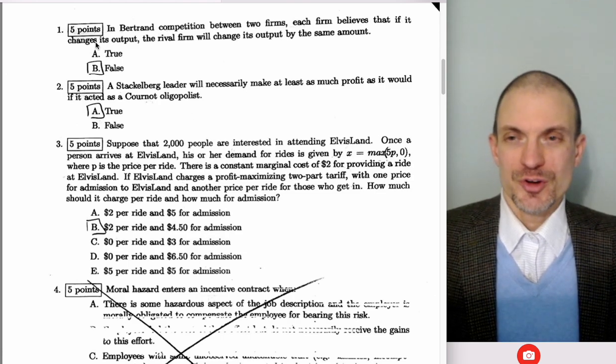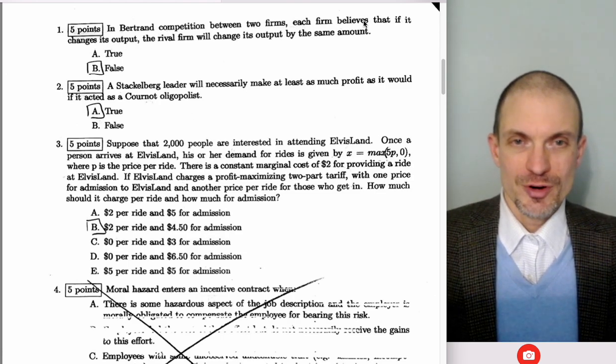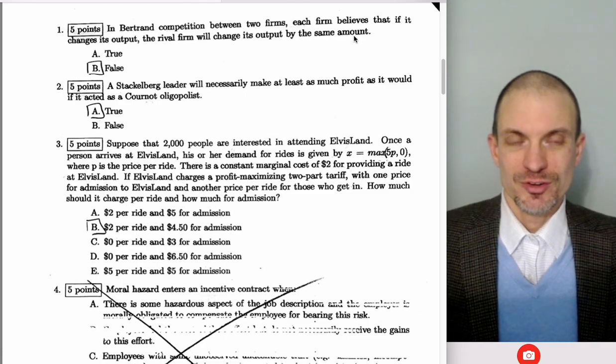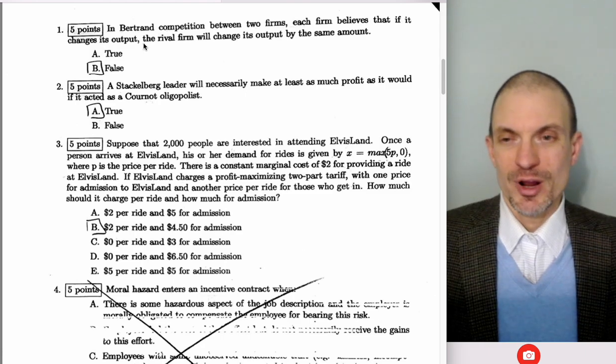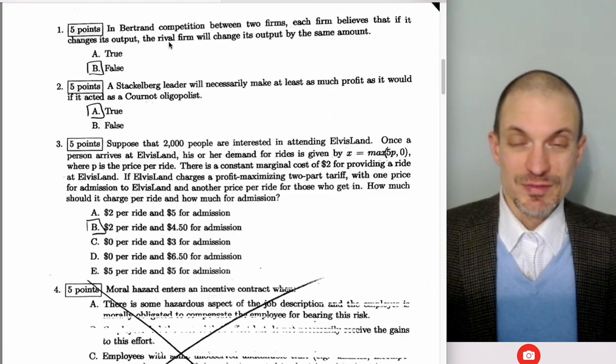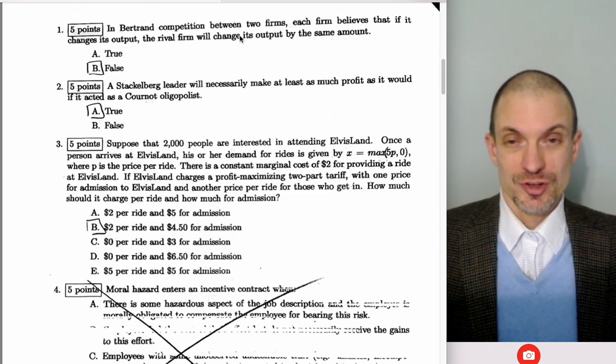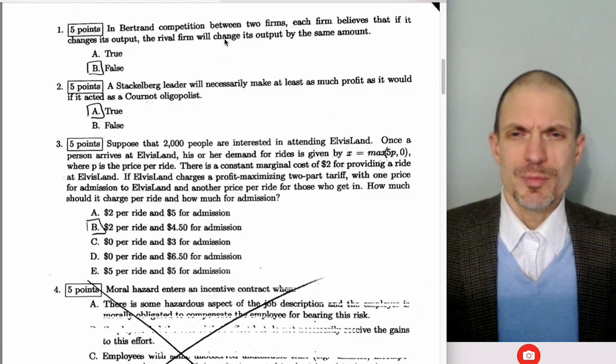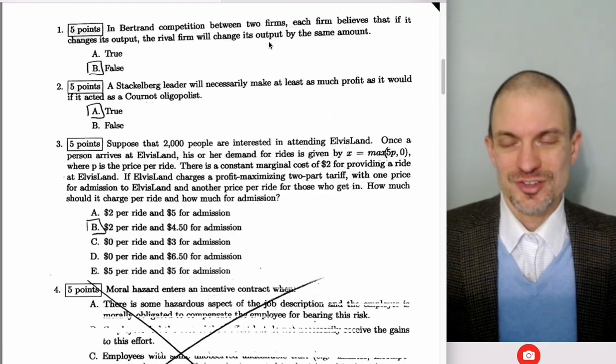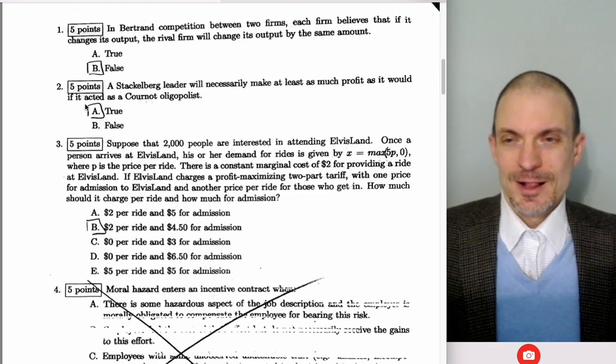All right, question 1. In Bertrand competition between 2 firms, each firm believes that if it changes its output, the rival will change its output by the same amount. Nope. Firstly, with Bertrand competition, we're thinking about price competition. Secondly, even if we did have quantity competition, which would be Cournot competition, there'd be no reason to think that if you change your output, the rival's going to change their output by the same amount. So this one's false all around.